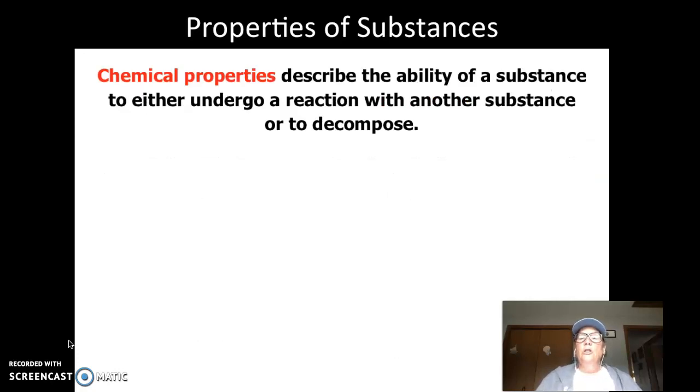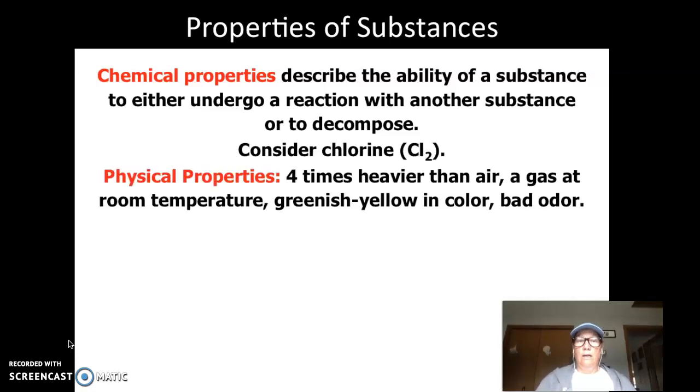Chemical properties, you're talking about how it changes into something new, okay? One of the key words is reacts with. If you see the words reacts with, you know it's a chemical property. Reacts with air, reacts with acid, reacts with water, that kind of stuff. But you're going to describe how it changes into something else, okay?